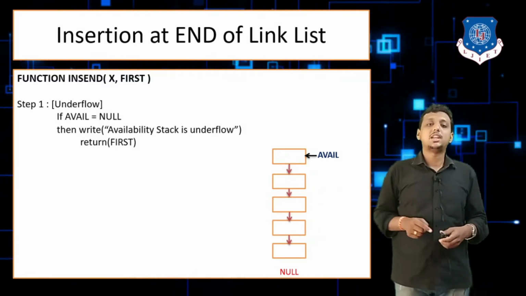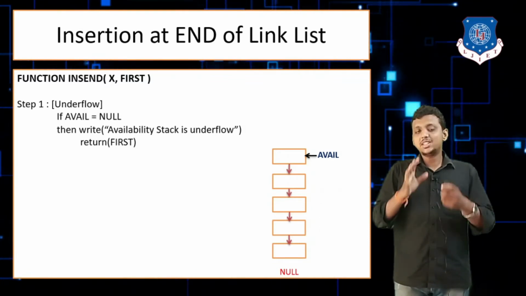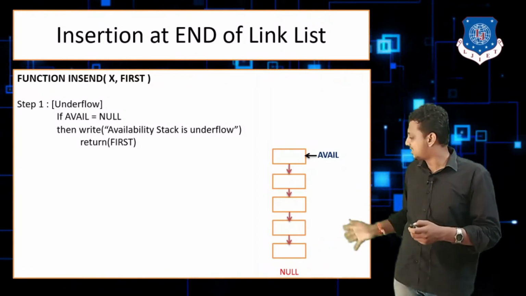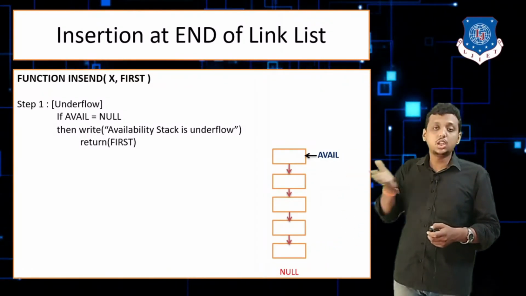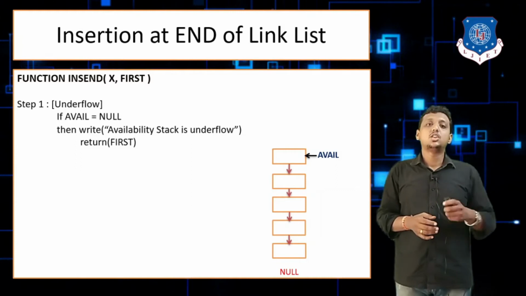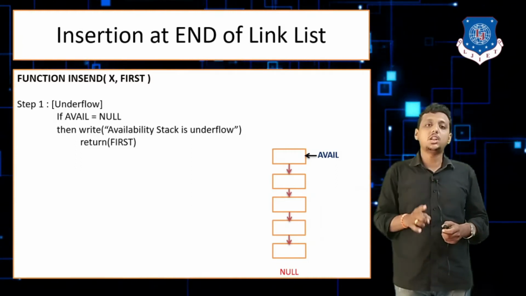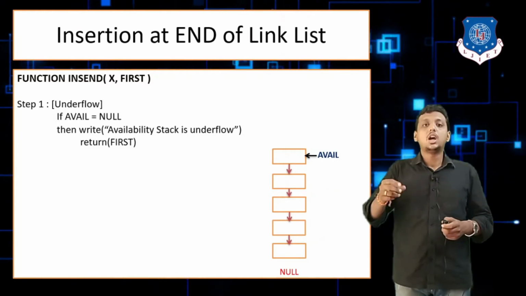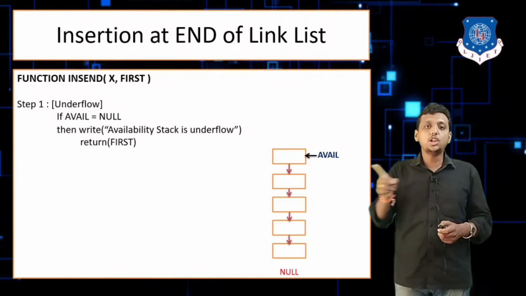Now the next step, number 2. If that is not so, the availability stack has some space to give you the node, then you first need to assign a new pointer value to the availability stack. Now again, remember who points to whom.